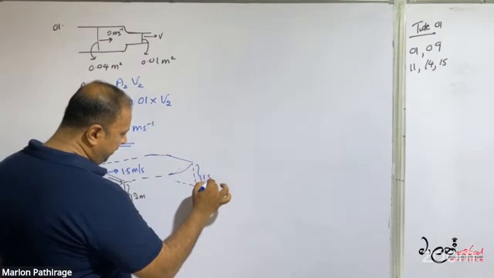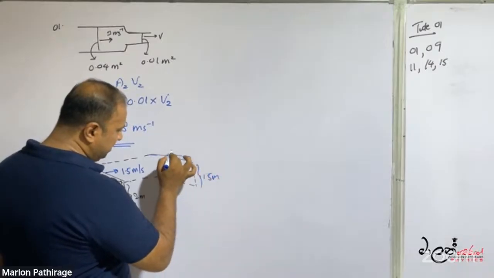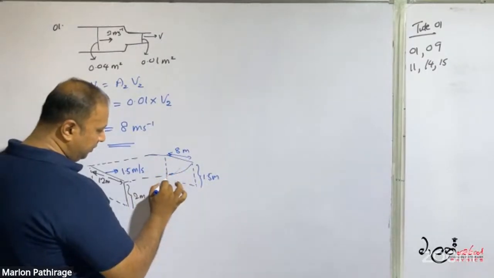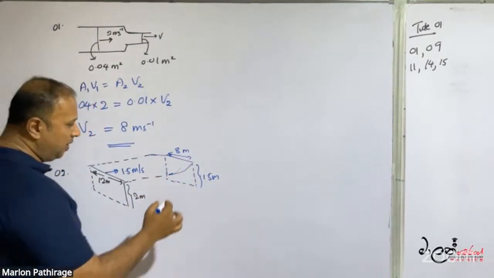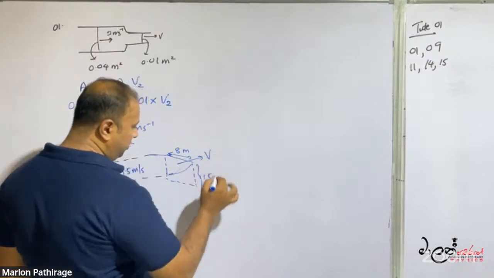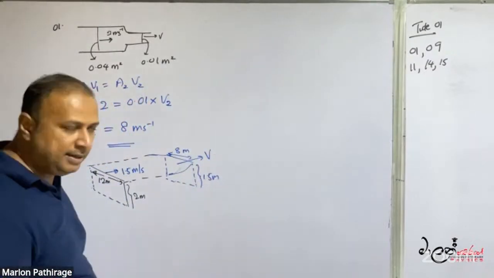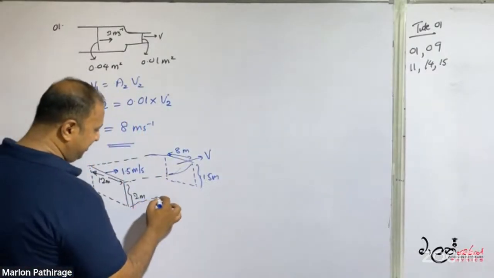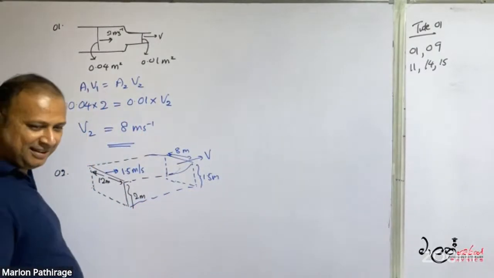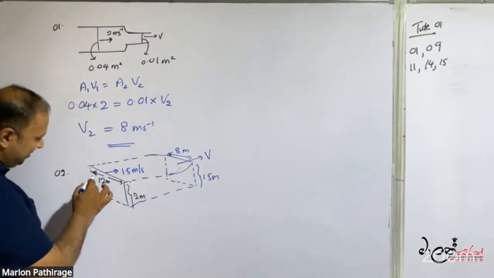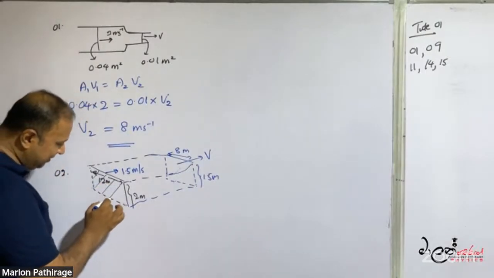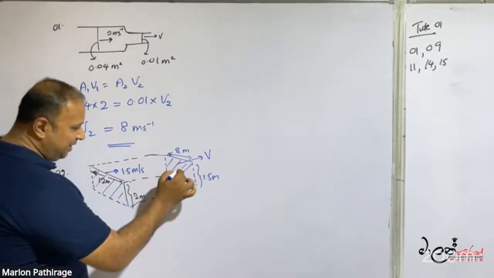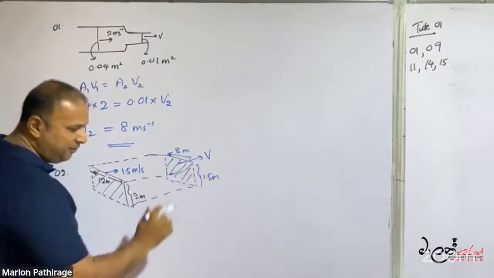Depth is 1.5 meters, width is 8 meters. Now you are asked the speed of the river at that position. So you need to determine the cross section. This cross section is equal to 12 into 2, and this cross section is equal to 8 into 1.5.